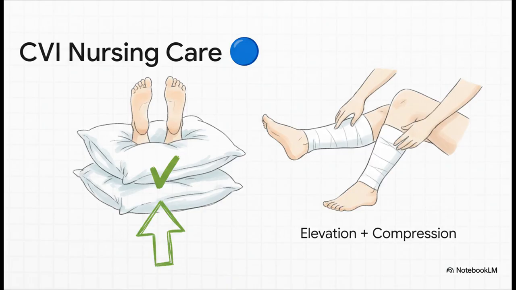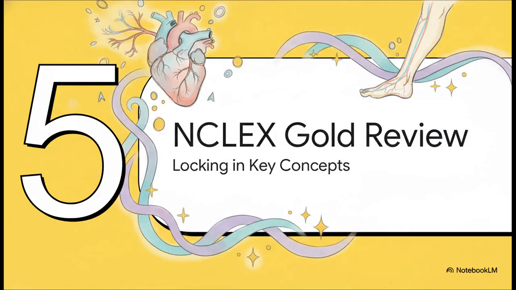And now for CVI, we do the complete opposite. Here, we want blood to get out, so we elevate the legs up above the heart. And here, compression isn't just okay, it's the main treatment. So the big takeaway is PAD, legs go down. CVI, legs go up.